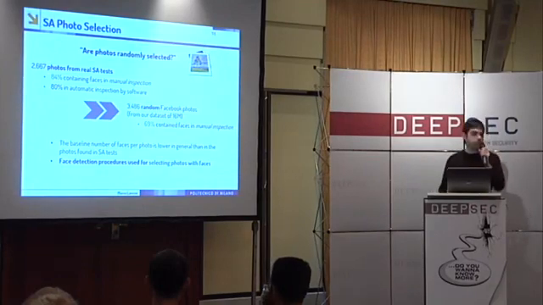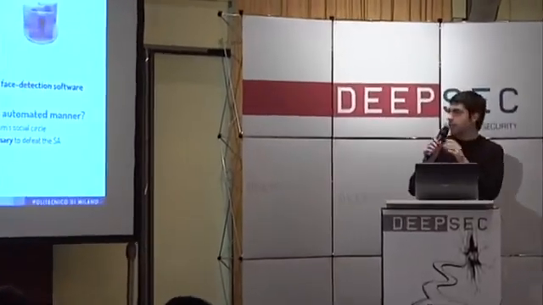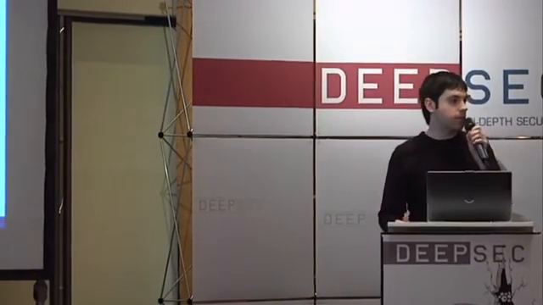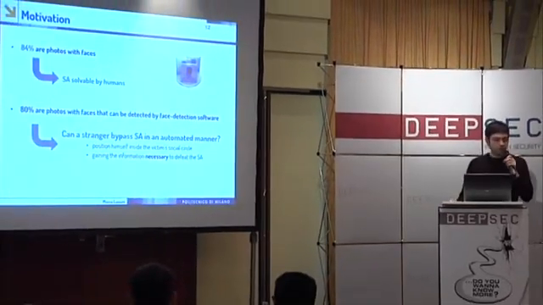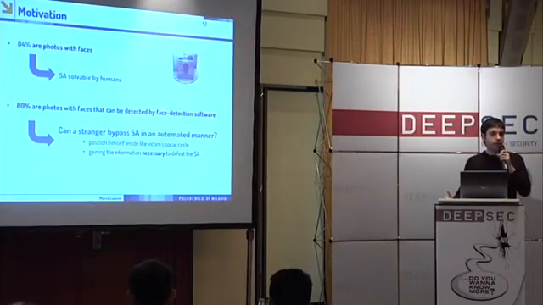Just remember the photos taken from this test: 84% contain a face identified by manual inspection, 80% of photos contain a face identified by software. Well, these 84% of photos with faces make the social authentication solvable by humans, make it usable for the user of the network. But the 80% of photos with faces that can be detected also by software led us to ask if an attacker can bypass this mechanism automatically, positioning himself inside the victim's social circle, so gaining all the information necessary for software to break this system.